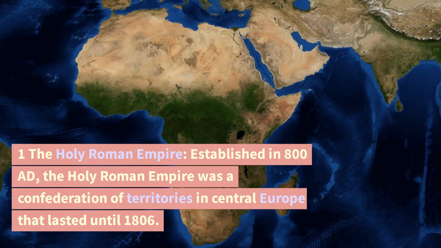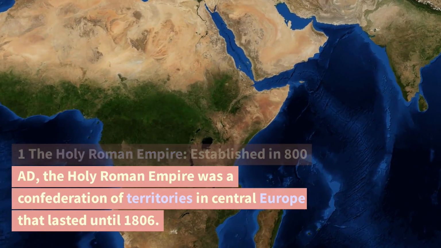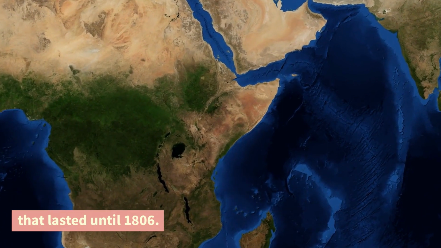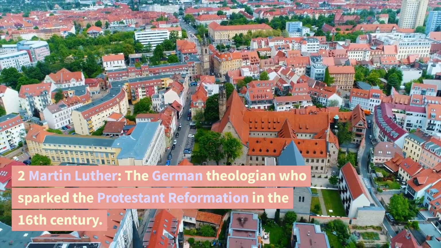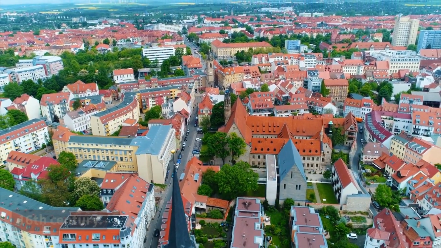Top 12 German historic events and figures. 1. The Holy Roman Empire. Established in 800 AD, the Holy Roman Empire was a confederation of territories in Central Europe that lasted until 1806. 2. Martin Luther, the German theologian who sparked the Protestant Reformation in the 16th century.